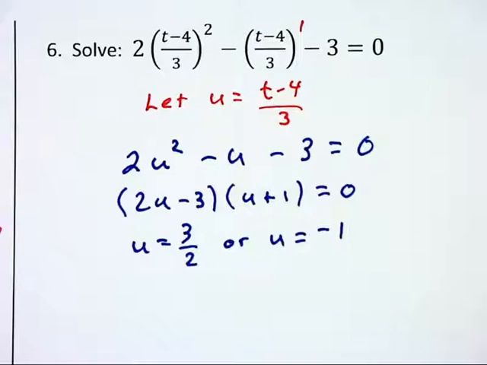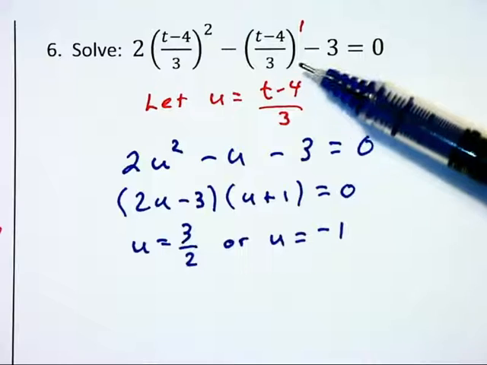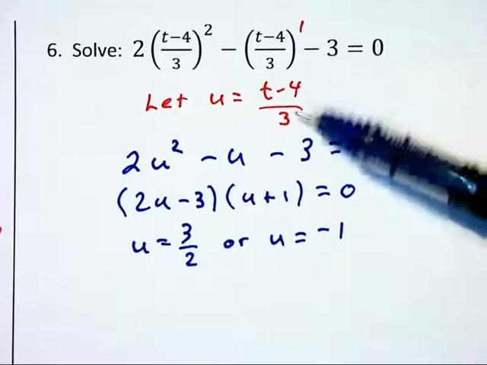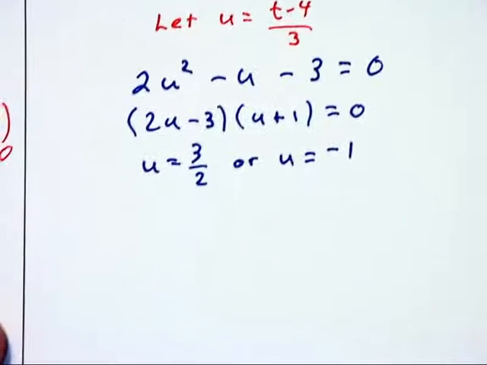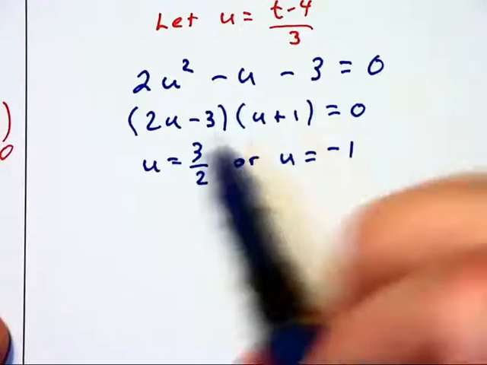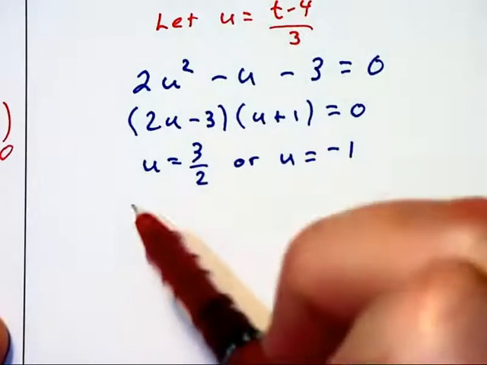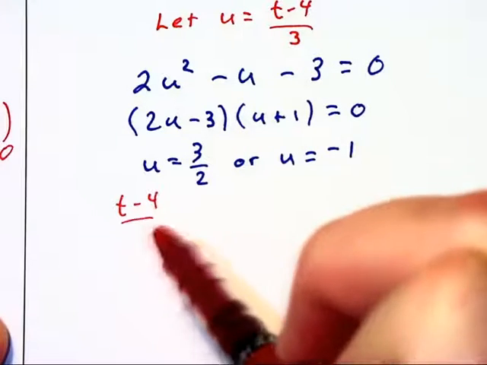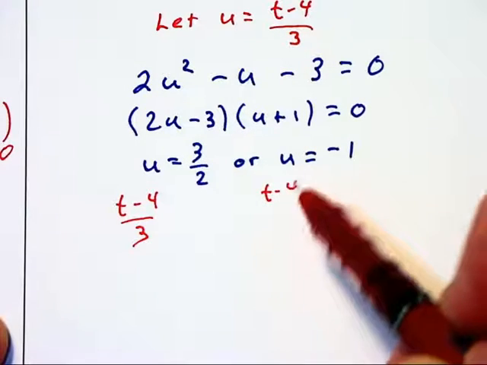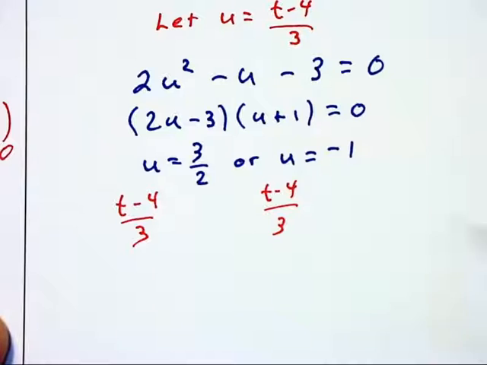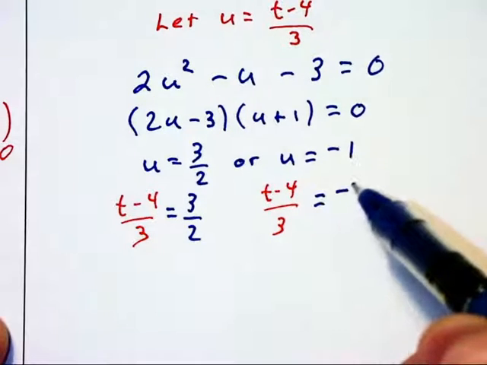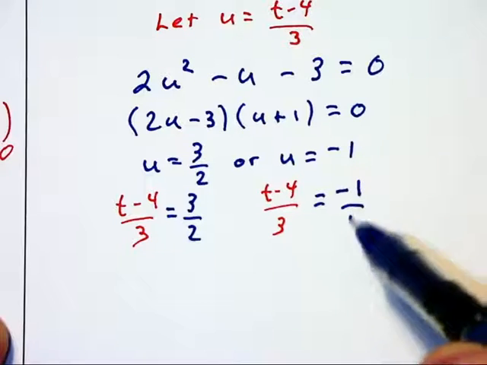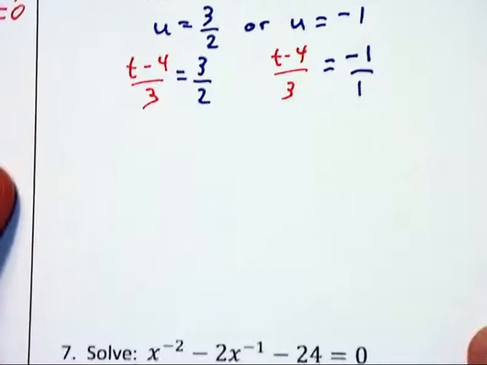But since this variable is supposed to be t, and we've changed variables out, we need to back substitute and go back to the letter t. So change the u on the left here to t minus 4 over 3, and do that for both of these equations, one time being set equal to 3 halves, the other time being equal to negative 1, which I'll write as negative 1 over 1.